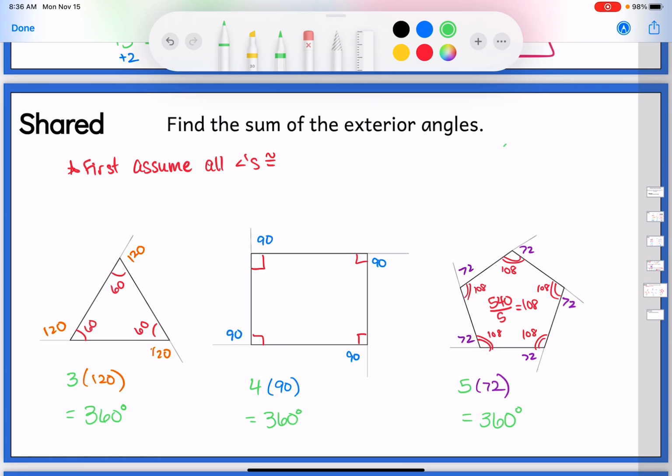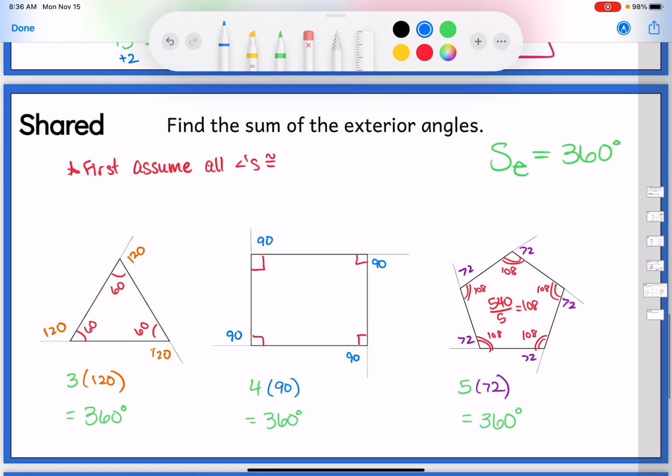So our formula here is S sub E equals 360 degrees. It's a tough formula to remember, right? This means the sum of the exterior angles. So the sum of the exterior angles always equals 360.